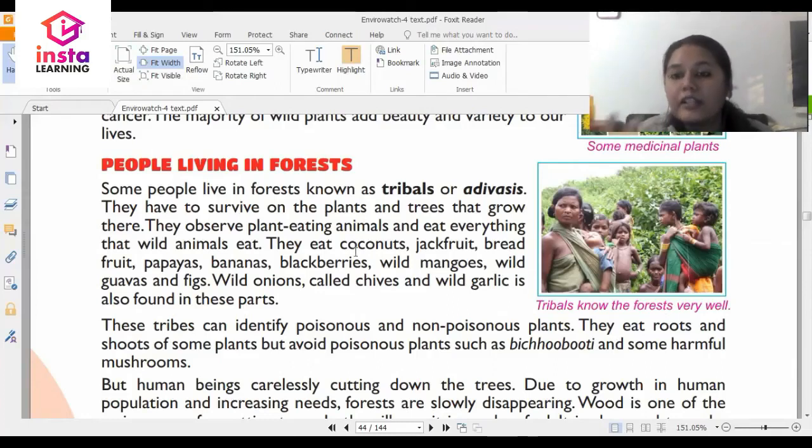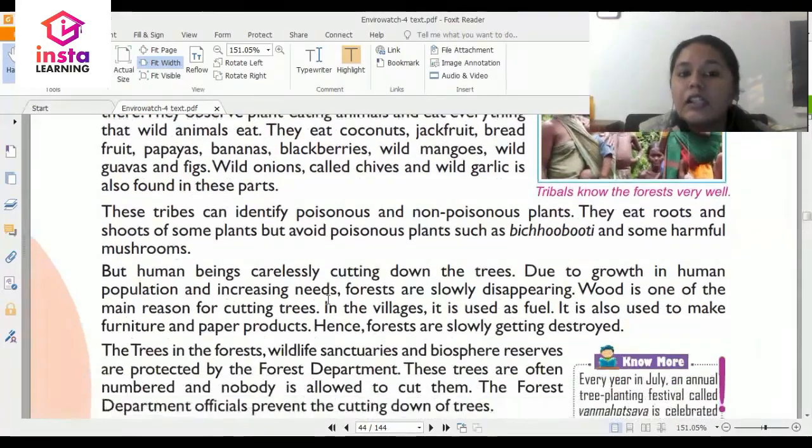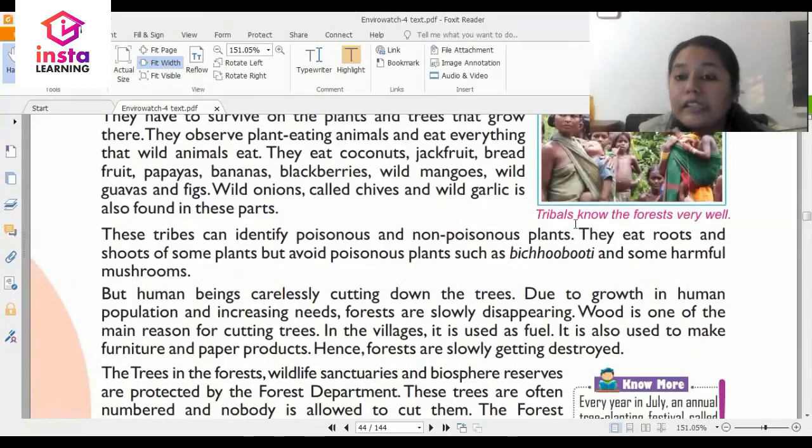And what is their diet mostly like? They eat coconuts, jackfruit, breadfruit, papayas, bananas, wild mangoes, wild onions, or wild garlic. So this is what they mostly eat. These tribes can identify poisonous and non-poisonous plants. Why? Because they are born and brought up in the forest, so they are so well versed. They have so much knowledge about the trees and the plants around them. They eat roots and shoots of some plants but avoid poisonous plants and some harmful mushrooms.